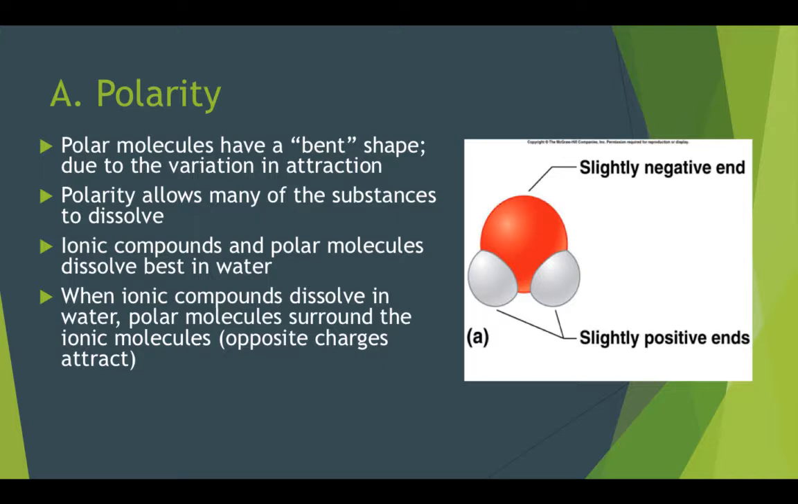And we know water is a polar molecule because of its shape and the fact that your hydrogen atoms are more attracted to the oxygen atom, which remember is stronger because it's more negative. So when ionic compounds dissolve in water, polar molecules surround the ionic molecules and they have opposite charges. Those opposite charges attract and then dissolve effectively. Ions and molecules are then evenly distributed.